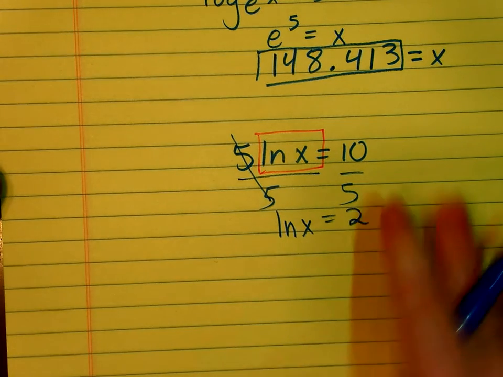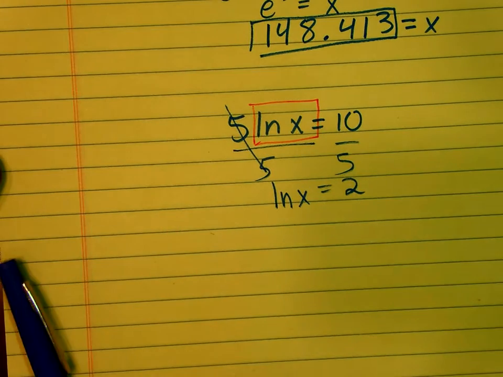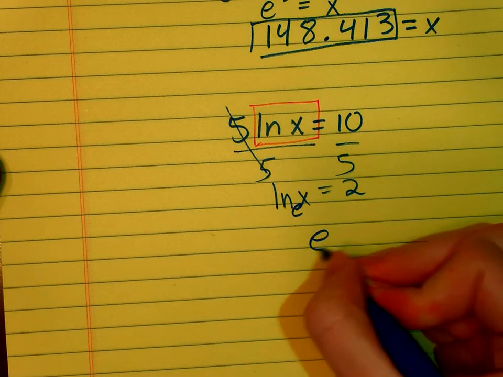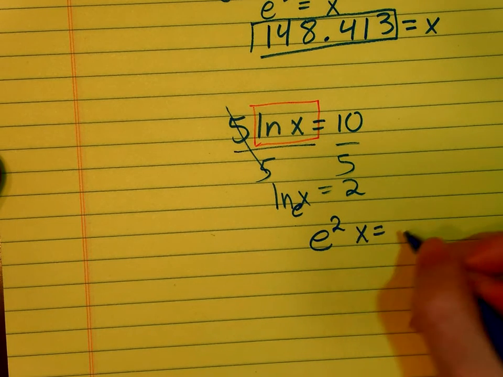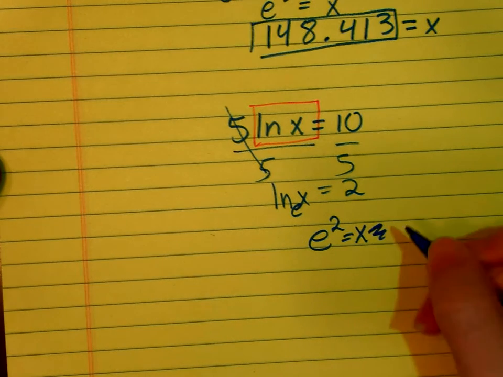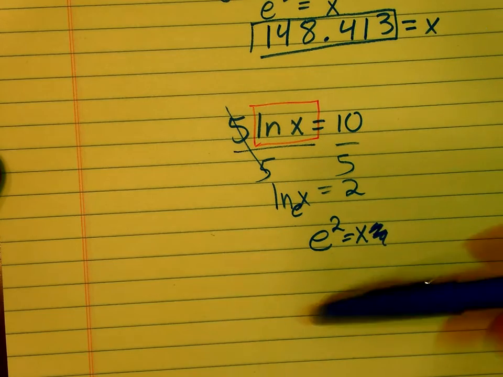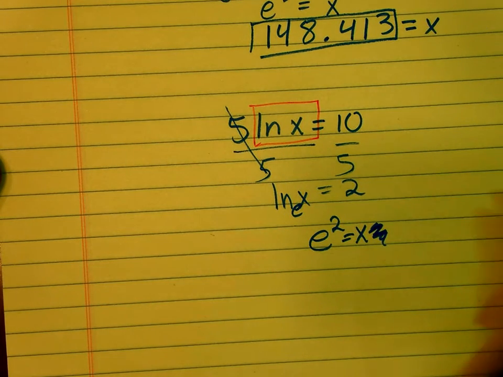Now I want to solve this problem. Well, I can go ahead and think of this again as having log base e. So I get e to the 2nd power is x. Sorry, I was writing too fast there. So I changed it first last middle to e to the 2nd power equals x.